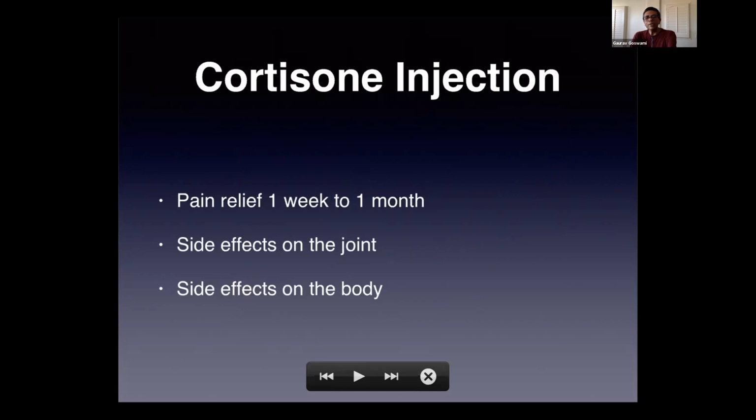With cortisone injections, several authors have looked at it, and they found that the average pain relief was between 1 week to 1 month. There are certainly some side effects on the joint. Cortisone is a very powerful chemical, and it has been shown to gradually cause more destruction of the cartilage and the ligaments, the very structures that you're trying to preserve. And even when a cortisone injection is given inside the joint, it does get absorbed systemically. And so your body can experience side effects just like taking steroids orally would.